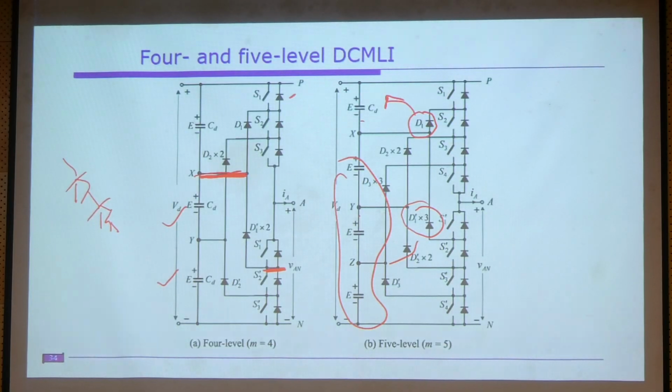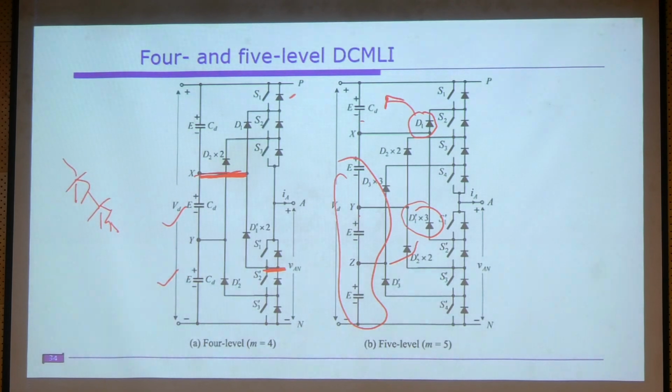If you observe, this is actually a drawback. When you are moving from the 3 level to 4 level and 4 level to 5 level, the structure is not at all modular. So we cannot straight away change it from 3 to 4, or in future, if you want to increase it from 4 to 5 or 5 to 6, this is not feasible. We need to alter the entire circuit. So this diode clamped inverter is not a modular structure.